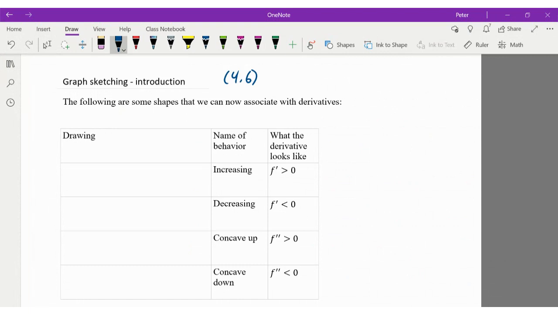So just the four that we've learned in this chapter are: increasing functions look like this, and decreasing functions look like this, and concave up functions look like this, and concave down functions look like this. So if you know that the first derivative is negative and the second derivative is positive, it gives you some idea of what the shape of the function is. You may not be able to get a very accurate drawing, but at least you can get a picture of it.